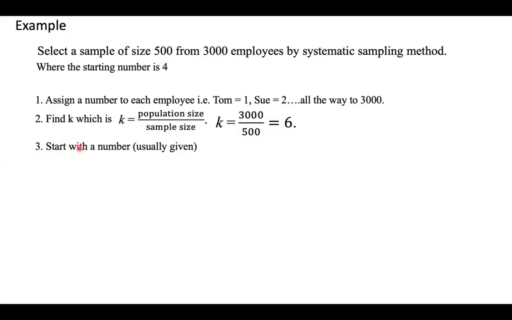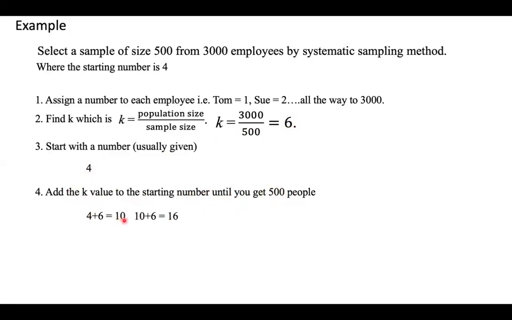Then we begin with a starting number. Usually it is given to us. In this case, it is a 4. Finally, we add the K value to the starting number until you get 500 people. So the starting number is a 4, and we add K, which is 6, and then we get 10. And then the next one, 10 plus 6, and then 16. 16 plus 6 again, you get 22. So basically it is A plus K equals a number, and that number plus K again, and again and again until we get 500 numbers. So another one, 22 plus 6, 28.